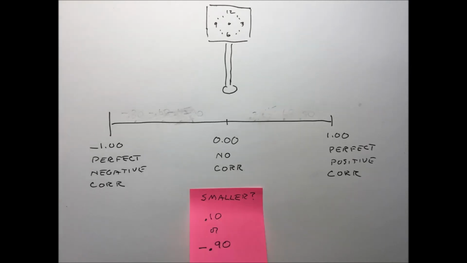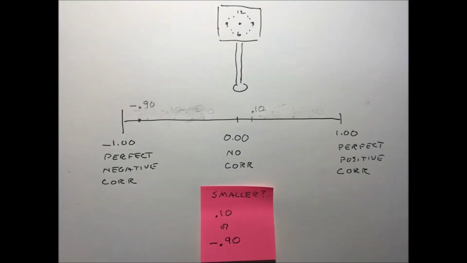Here is another one that at first glance may seem harder. Which one is smaller, 0.10 or minus 0.90? Mark them on the number line in your mind. You should be able to see that the pendulum has swung much farther to minus 0.90 than it would to 0.10. So the smaller is 0.10. That's the smaller swing, and it's the smaller correlation.